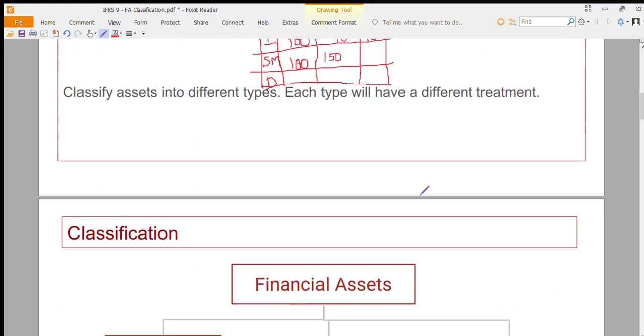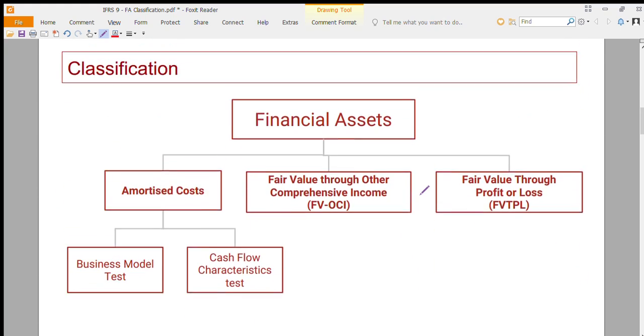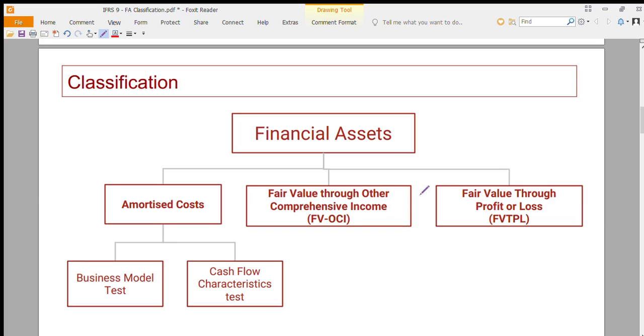Moving on, IFRS 9 classifies financial assets into three categories. One, amortized cost. Two, fair value through other comprehensive income. And three, fair value through profit or loss. Do not think of these terms as complex. It's going to be very easy by the end of this video. I'll be repeating these terms often and you should be familiar soon with these terms.